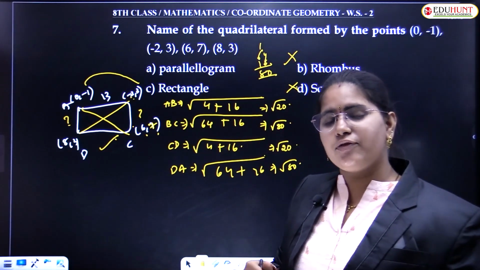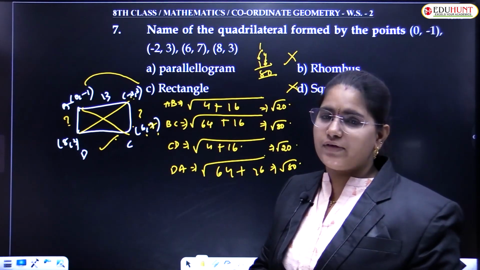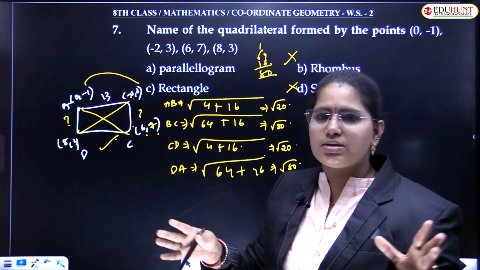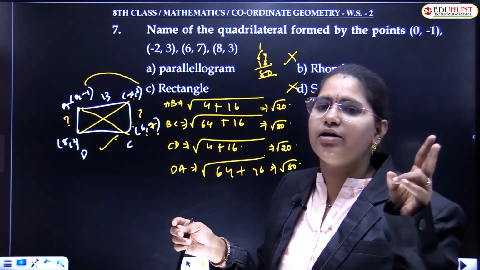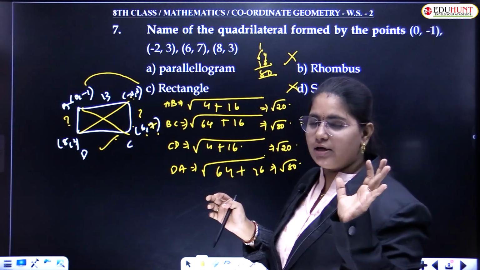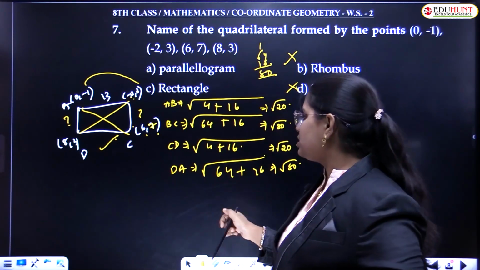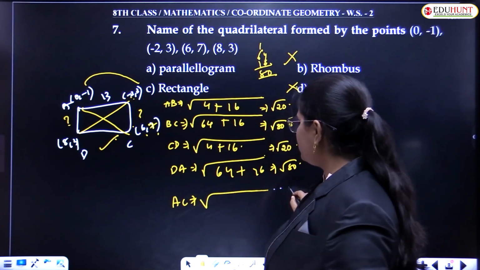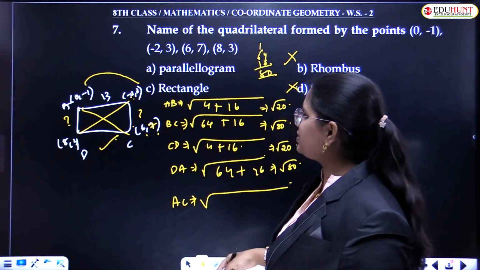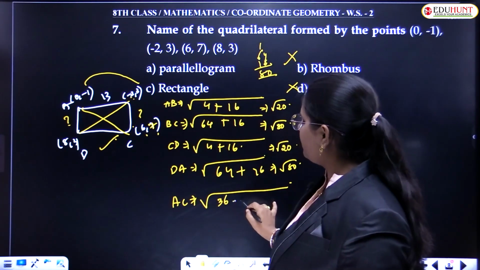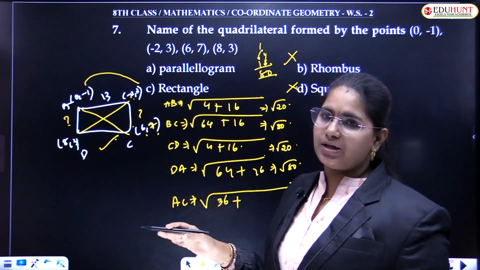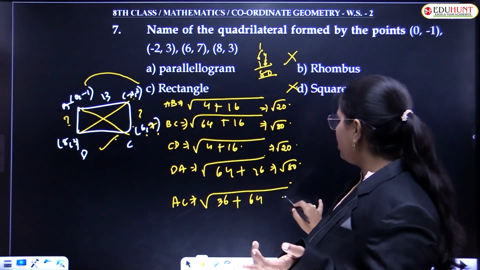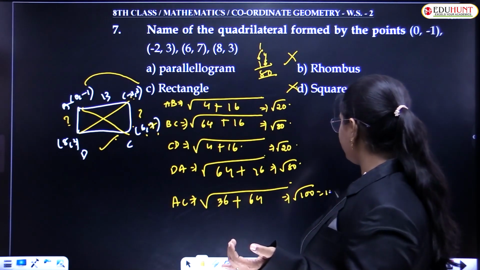If we get equal length of diagonals, then it is a rectangle. If we get different lengths of diagonals, then it is a parallelogram. You just need to remember the properties of quadrilaterals and the distance formula. So we are left with AC. What is AC? x2 minus x1, 6 minus 0 whole square is 36, plus 7 minus of minus 1, which is plus 8, 8 square is 64. I got root 100. Root 100 is 10. Correct?